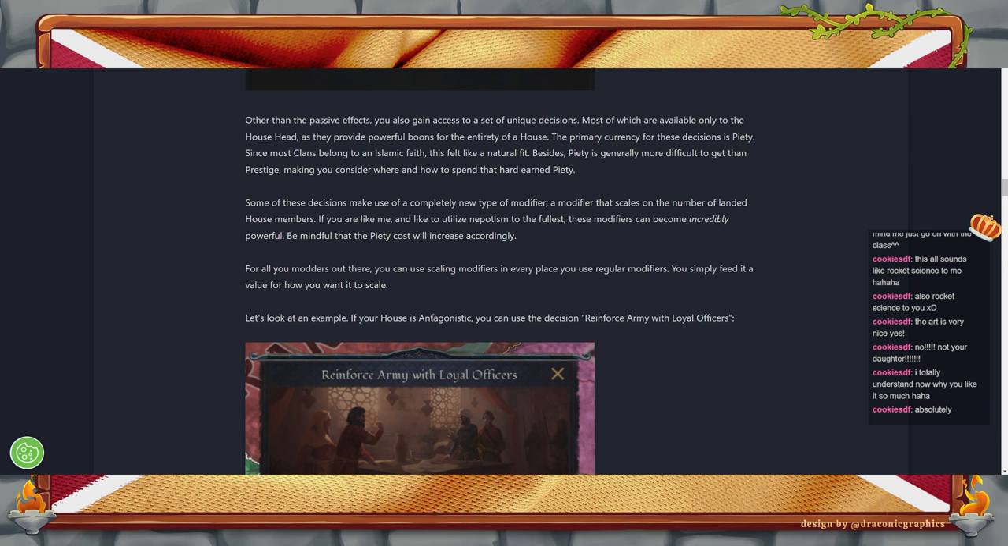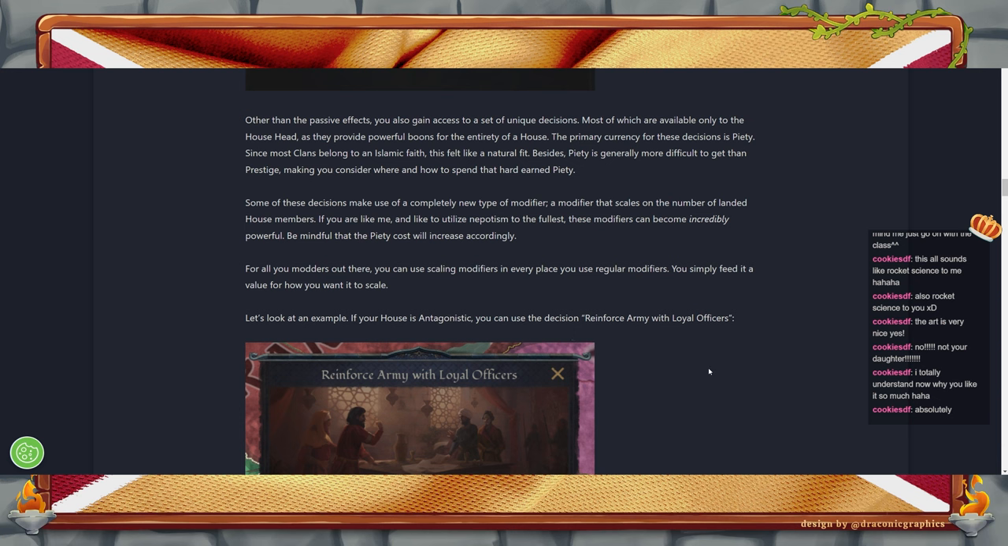For all your modders out there, you can use scaling modifiers in every place you use regular modifiers. You simply feed it a value and how you want it to scale. Ooh, very interesting. I don't use mods, but I understand that this is interesting. Let's look at an example.